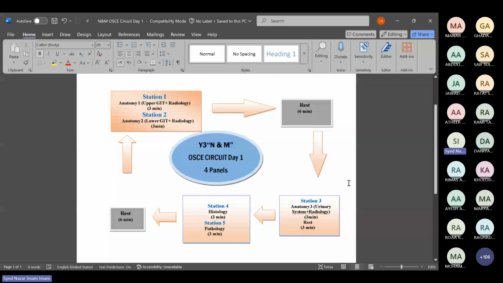So what do you expect in station one and station two? This is pure anatomy and radiology, upper GIT with the lower GIT. You will get some models, or you will get a picture. The picture will be clear, a color picture, and then you have to answer according to it. There might be follow-up questions. For example, they'll ask you to identify the nerves or the structure, and then there'll be follow-up questions, like what it supplies or what its origin is.